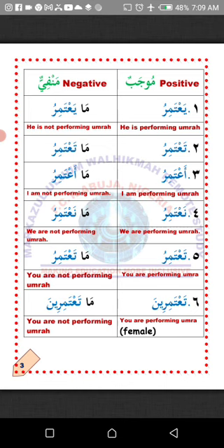Khamsa, number five. Ta'tamir, you are performing umrah, talking to a single male person. Ma ta'tamir, you are not performing umrah. Sitta, number six. Ta'tamirina, you are performing umrah, talking to a single female person. Ma ta'tamirina, you are not performing umrah. La'allaka fahimt, I hope you understand. Masha Allah.